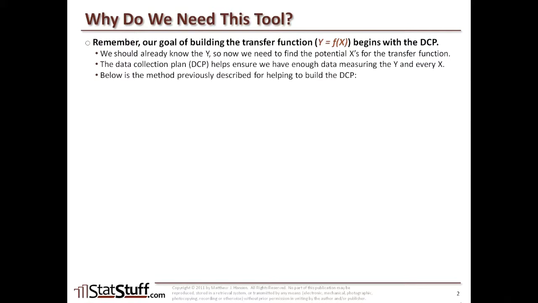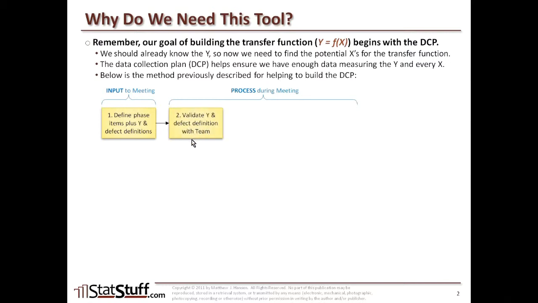So what we're going to review again is the overall method for how we might build the DCP. And start it off with, as an input to our meeting with the team, it's going to begin with making sure we have the defined phase items, which would also include the y and the defect definitions. All those things that we should have up to this point, make sure we have those already defined before the meeting even begins. And then for the meeting itself, the process that we will actually follow during the meeting is going to begin with this next step, which is validating the y and the defect definition with the team to make sure they agree with it.